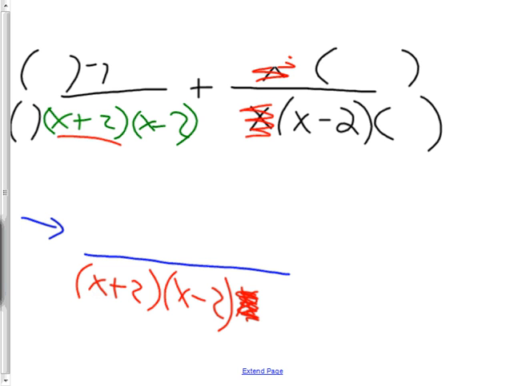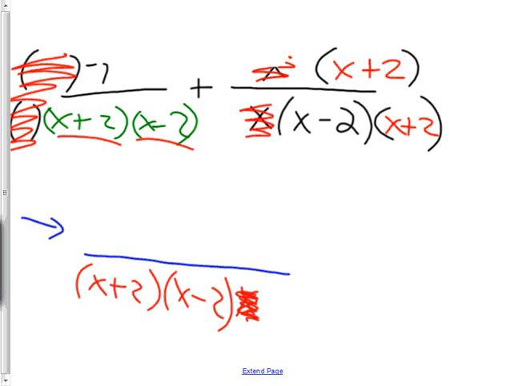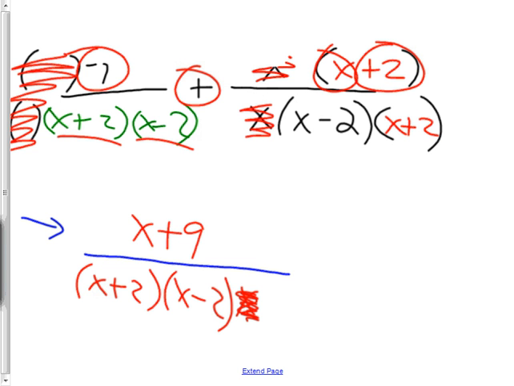And then I would say, okay, well, what do we need? This one has a plus 2 and a minus 2. I don't even have to touch it. I don't have to do anything to it. It's already got the common denominator. And this one needs an x plus 2 on the top and the bottom. And then, final answer, 7 plus x plus 2. Can the 7 go with the x? No. Can the 7 go with the 2? Yes. x plus 9 over x plus 2, x minus 2. Does anybody have that answer?